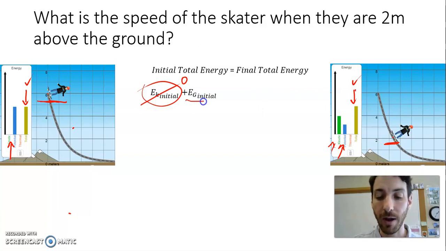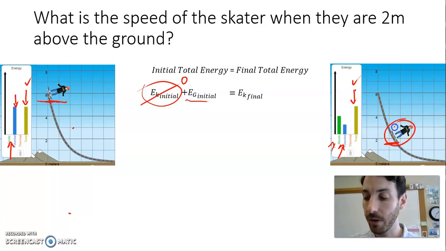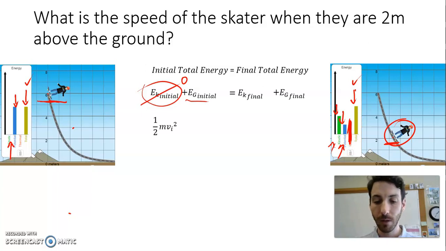They do have gravitational potential energy at the beginning, right? That's this blue bar. And the final, at this location, they have kinetic energy. They have gravitational potential energy. And again, we're going to ignore thermal. We're going to say thermal does not exist for this simulation. So our formulas, we have formulas for these various quantities.